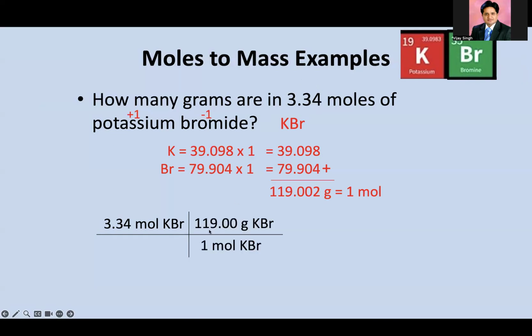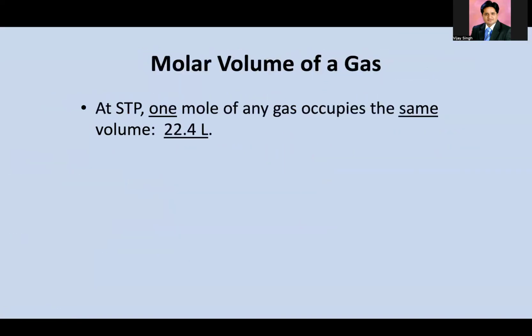So you multiply that, 3.34 multiplied by 119, and that will give you 397.46, which is rounded to 397 grams.